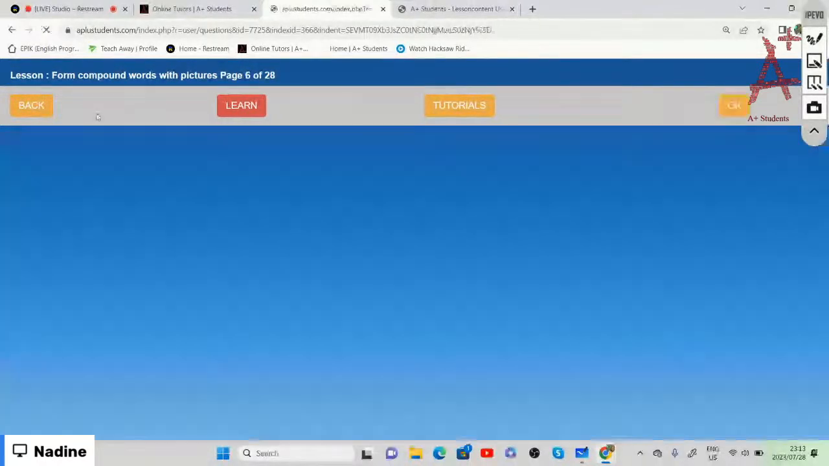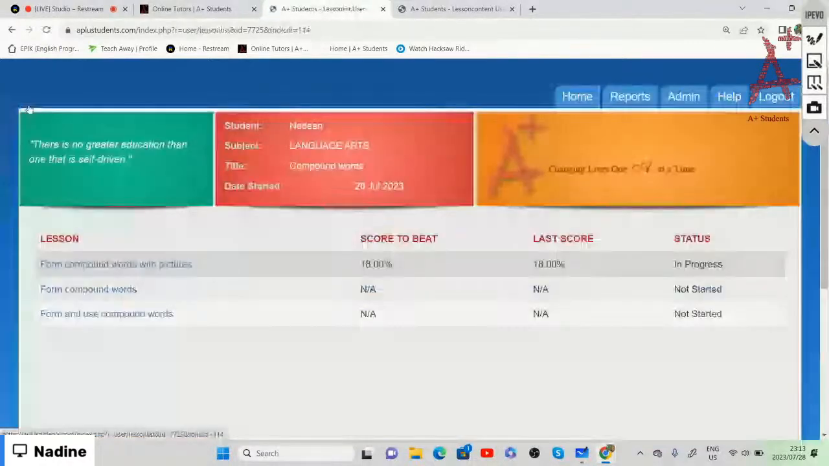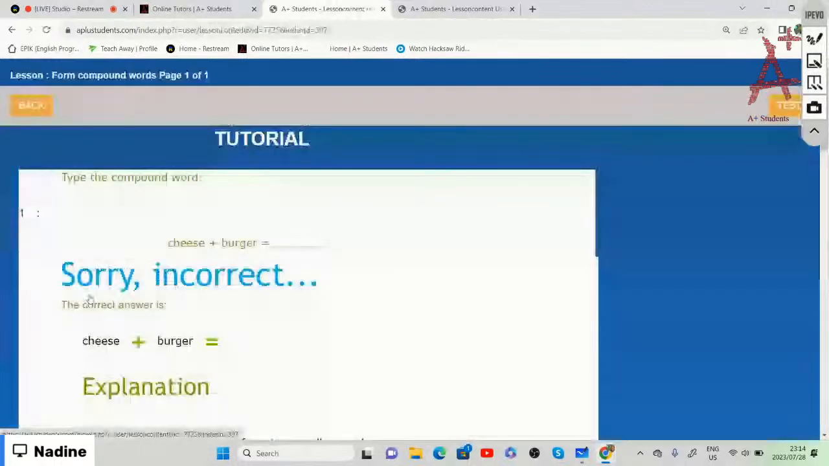All right, so now we're going back. So that is basically forming compound words with pictures. Now we're going to form compound words. Let's go to compound words.